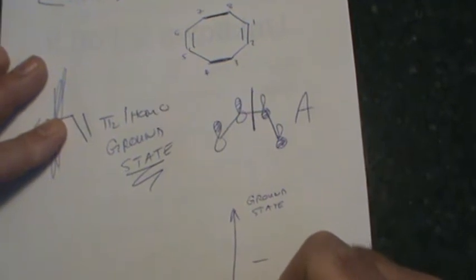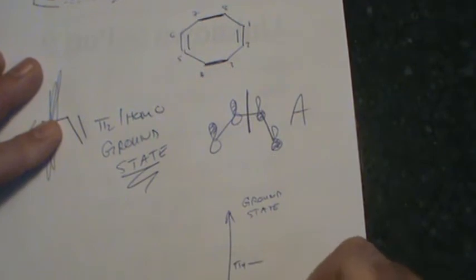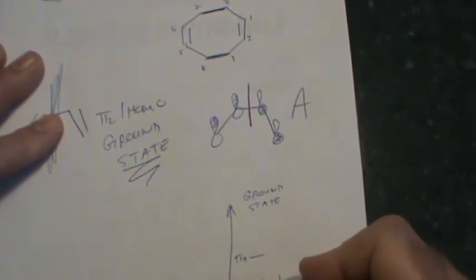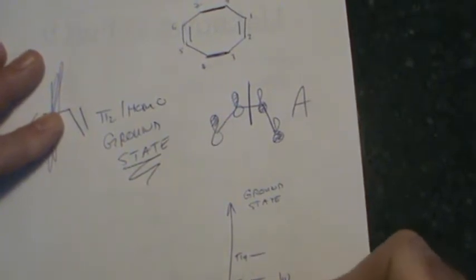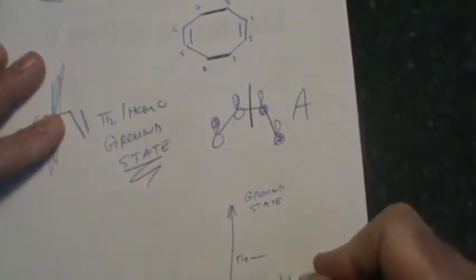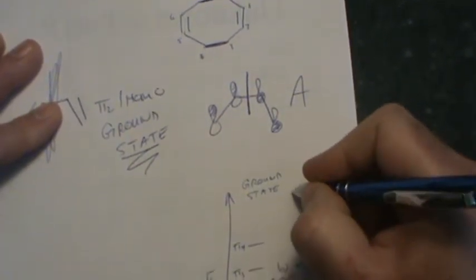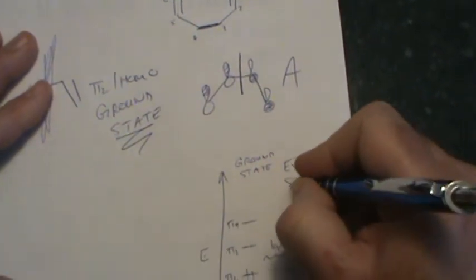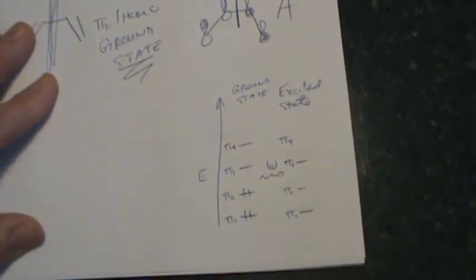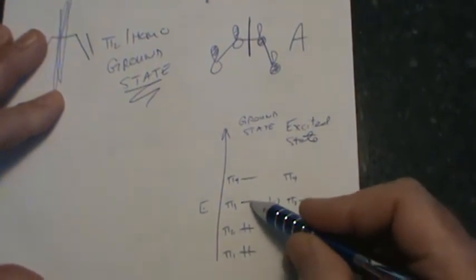Pi 1, pi 2, pi 3, pi 4, 1, 2, 3, 4. Then we shine light on it. When we do that, we promote an electron from pi 2 to pi 3, such that the excited state would look like this. There'd still be 2 electrons down there in pi 1, but when I shine light, I promote an electron from pi 2 to pi 3.